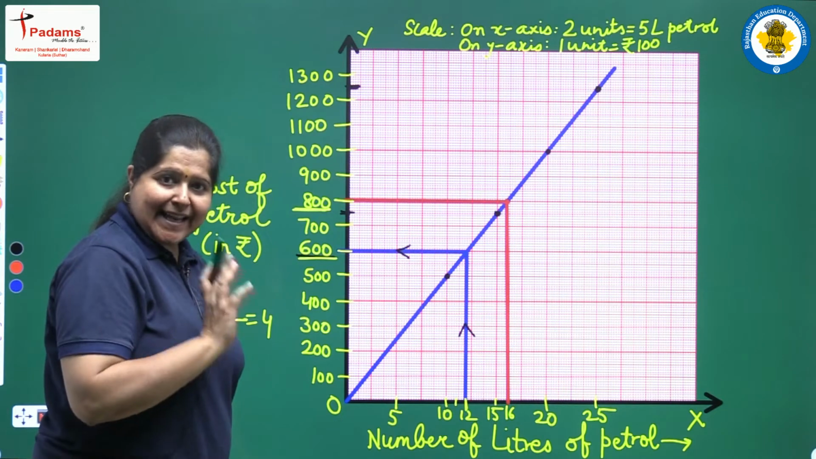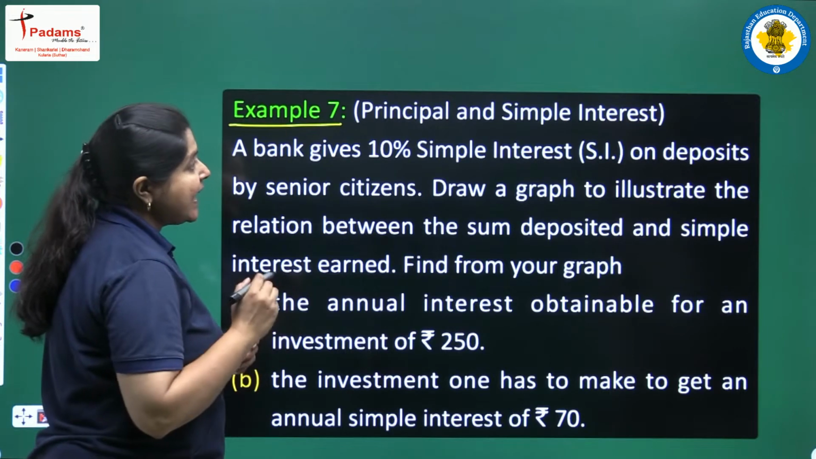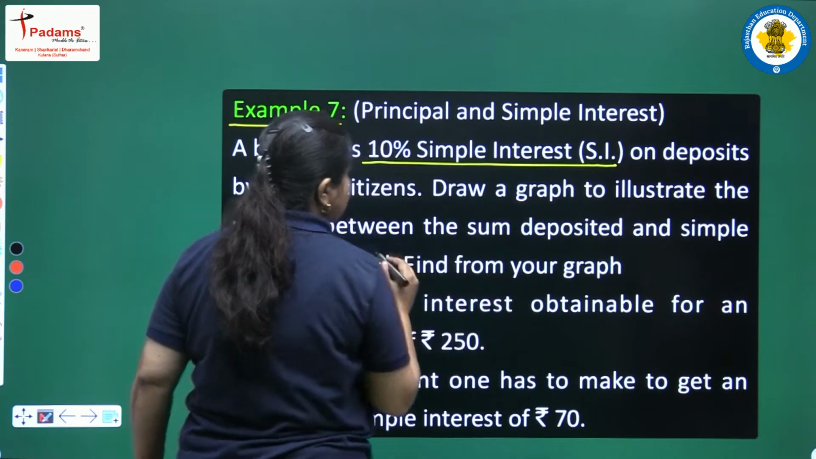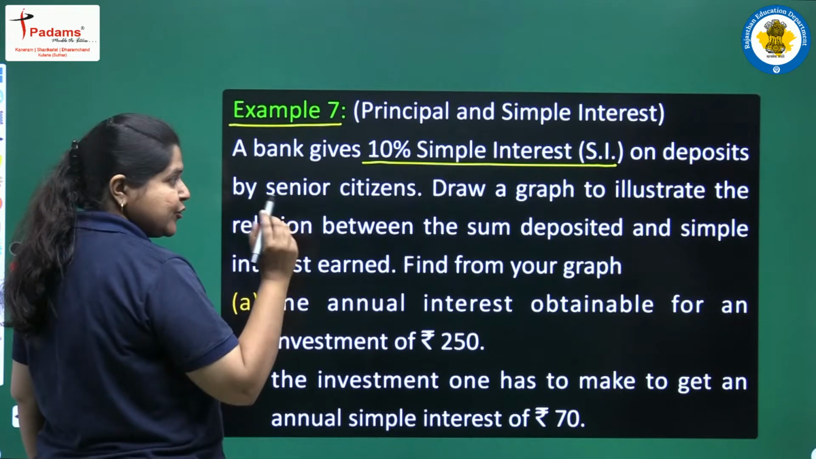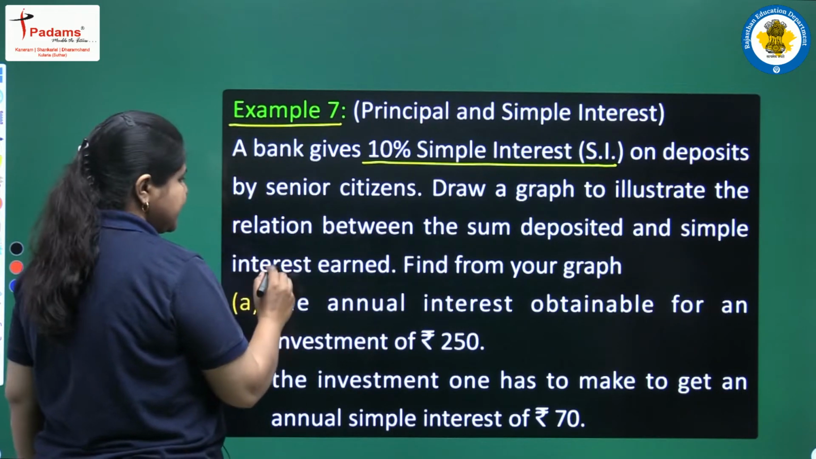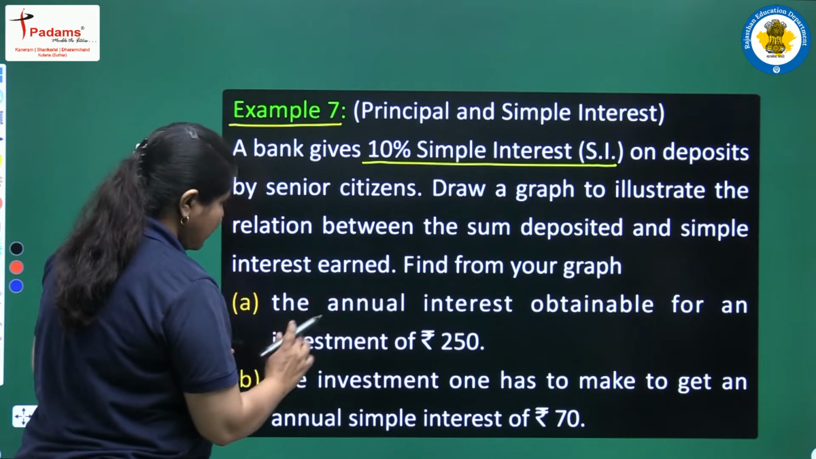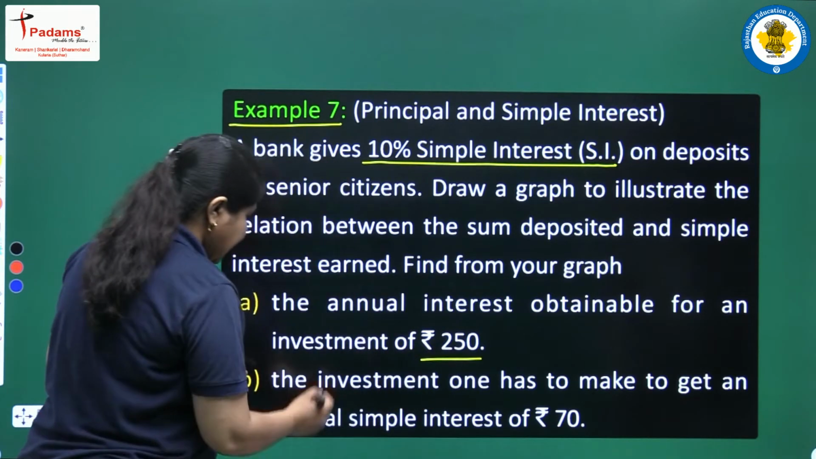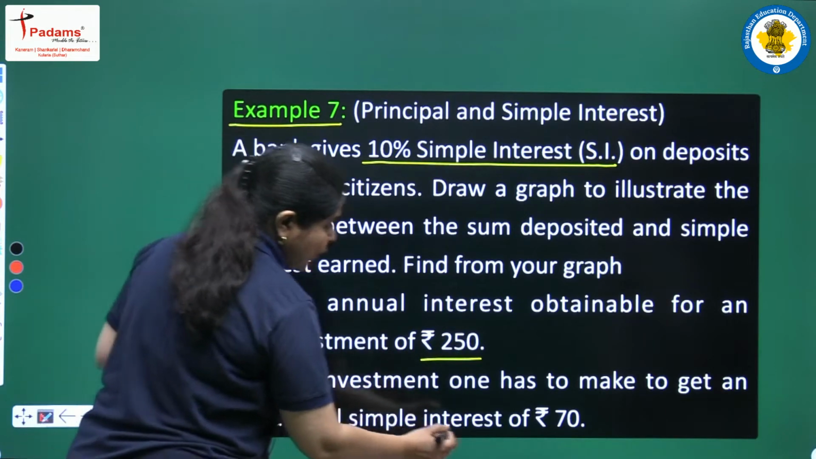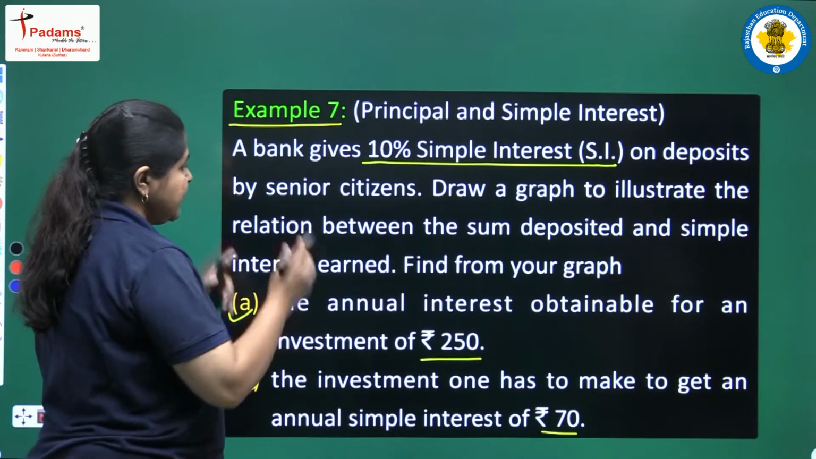Okay, it's clear. Next we can take one more example from your book. It's example number 7, principal and simple interest. A bank gives 10% simple interest on deposits by senior citizens. Draw a graph to illustrate the relation between the sum deposited and simple interest earned. Find from your graph the annual interest obtainable for an investment of ₹250 and the investment one has to make to get an annual simple interest of ₹70. We will be answering these questions later on. First we will be drawing this graph.